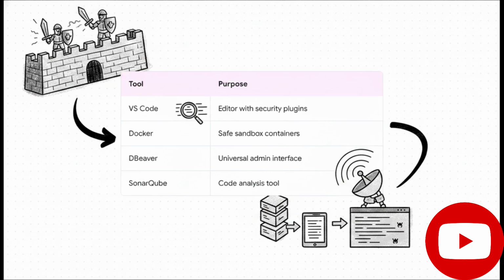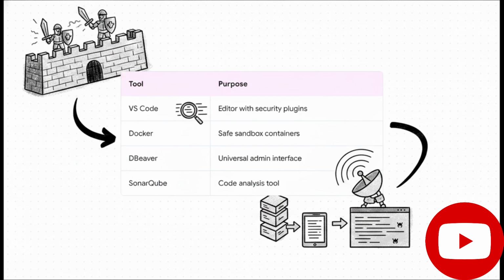Now, what's really interesting about this slide is that arming the guards of your fortress doesn't have to cost a dime. Look at these 4 essential free tools. Visual Studio Code lets you equip security plugins to spot dangerous query formats right as you write. Docker Desktop allows you to build safe, isolated sandbox containers for testing without risking your main system.